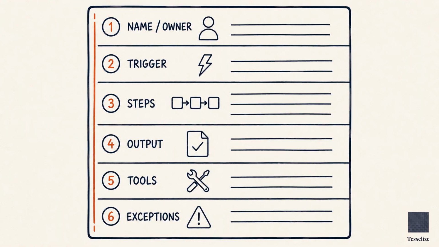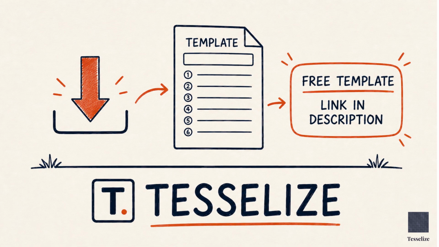So, 6 fields. 1 page, 15 minutes. Process name and owner. Trigger, steps, output, tools, exceptions. That is your entire process document. Start today. Pick the one process that causes the most confusion on your team. Sit down, or better yet, sit down with the person who does it every day and fill in the 6 fields. You will be amazed how much clarity 1 page creates.